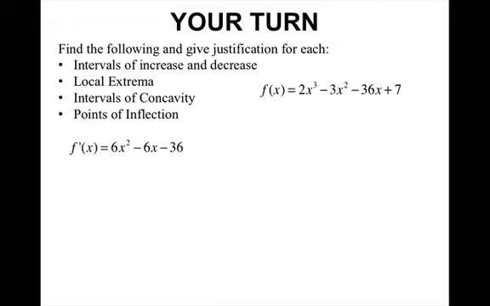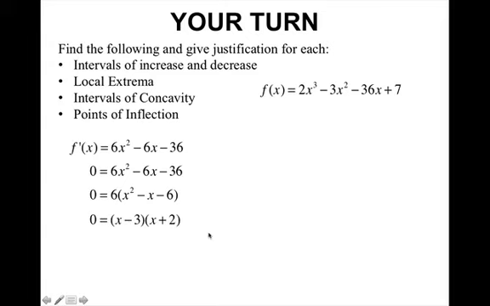So first find the first derivative. I'm going to set the first derivative equal to 0. Since it's a polynomial, I do not have to worry about does not exist. Find my critical numbers. So factor out a 6. 6 can cancel, so I'm left with 3 and -2.